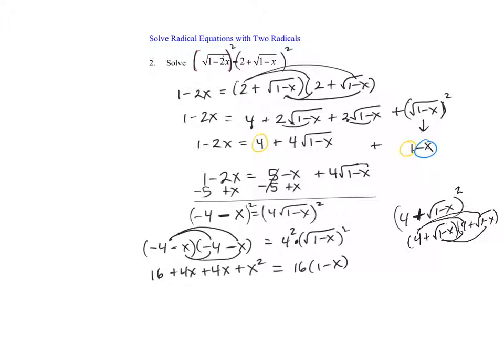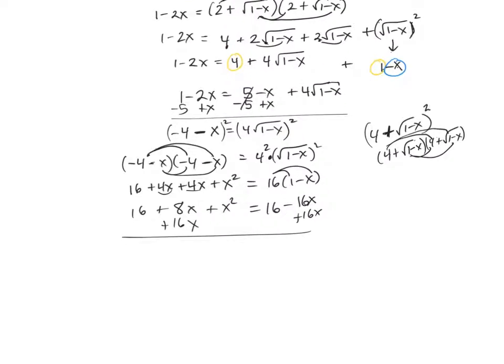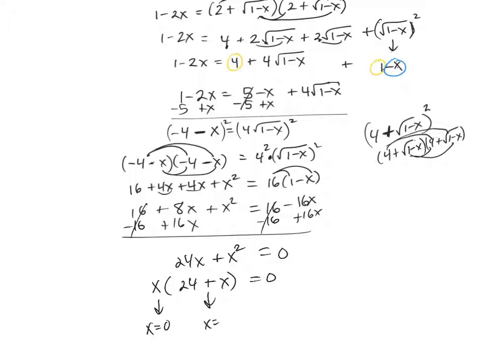Okay, and now I have a quadratic equation, so I'm going to set it equal to 0. I'm going to factor that 16 in first, and I'm going to combine my x's. So I've got 16 plus 8x plus x squared, and now I'll set it equal to 0. So add 16x to both sides, and that would give me 24x. Subtract 16, as I set that equal to 0, so those cancel out, and I've got plus x squared is equal to 0, and then I can factor my x out, and now I can use the zero product property, giving me x equals 0 or x equals -24.